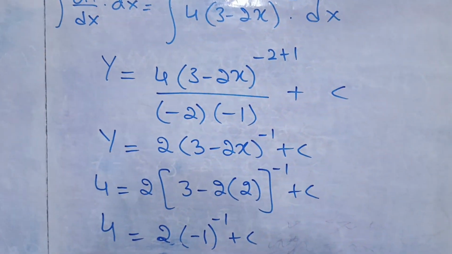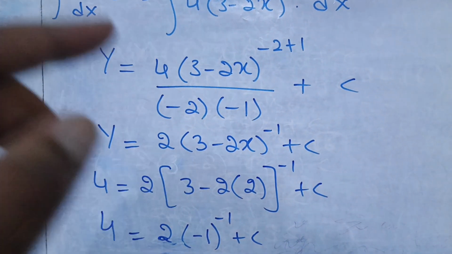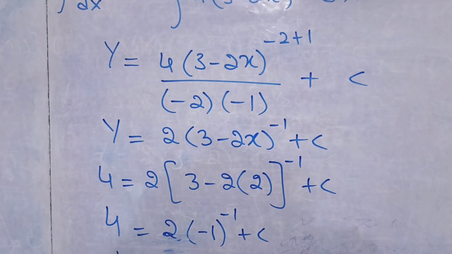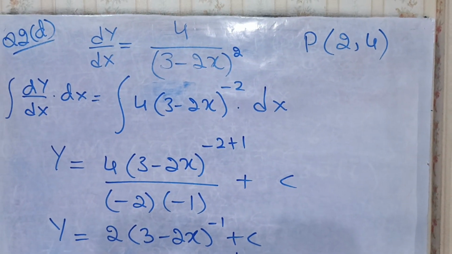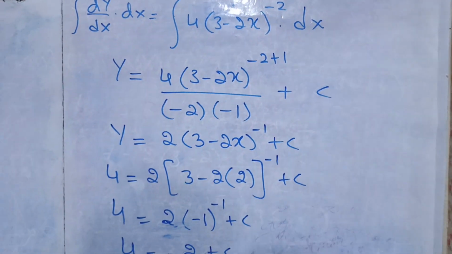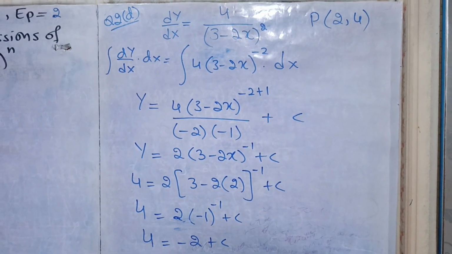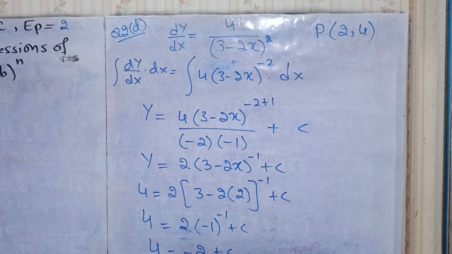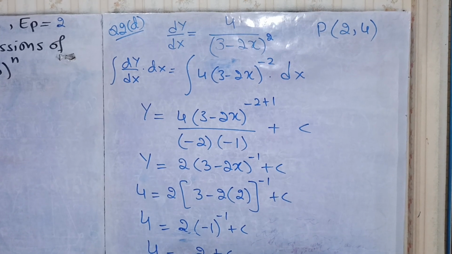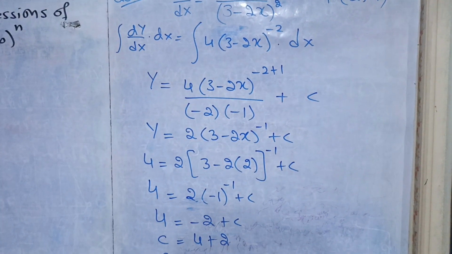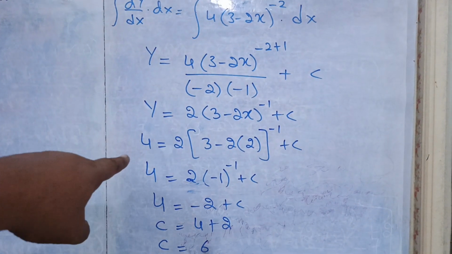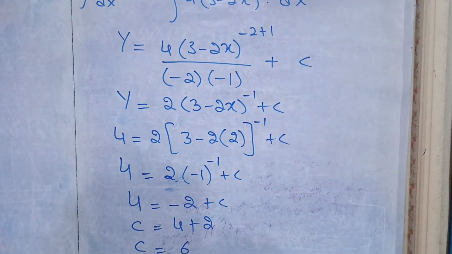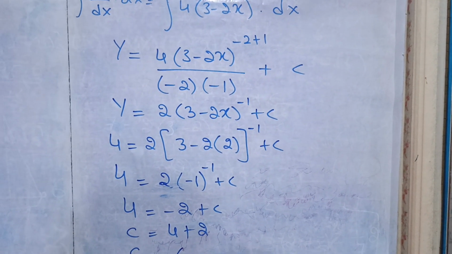So now I will simplify this a little bit. So y is equal to 2 (3 minus 2x) raised to power minus 1, plus c. Because this curve is passing through the point P, which is (2, 4), in the place of the x I will substitute 2, and in the place of the y I will substitute 4 to find the value of the c. So 4 is equal to 2 [3 minus 2(2)] raised to power minus 1 plus c.